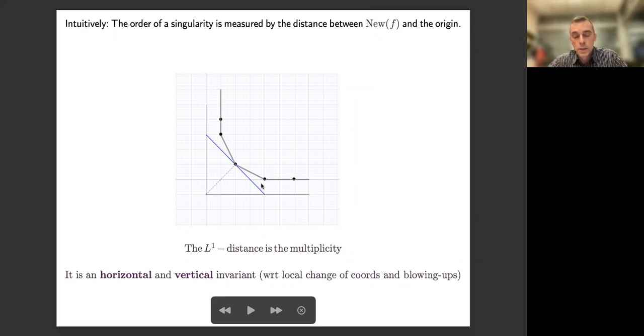So recall that to define the Newton polygon, we need to fix some system of coordinates. But once you consider the action of the local changes of coordinates on this polygon, it's very easy to see that this distance remains the same. And it is also a vertical invariant, in the sense that it's invariant by blowing ups. By this, I mean the total transform, not the strict transform.